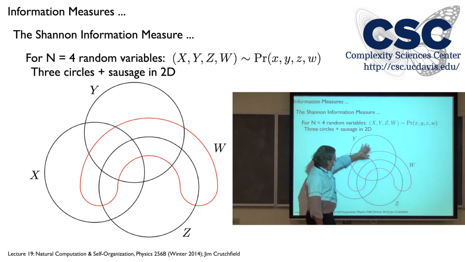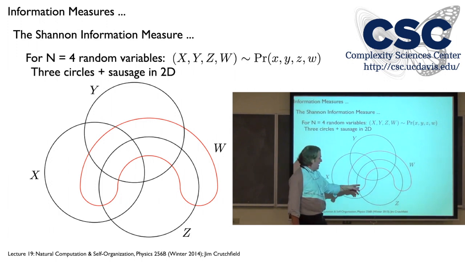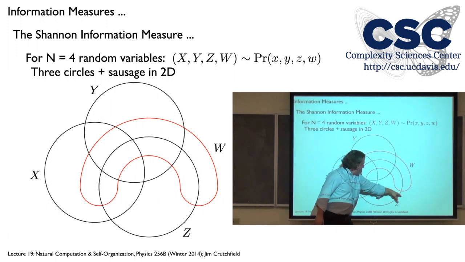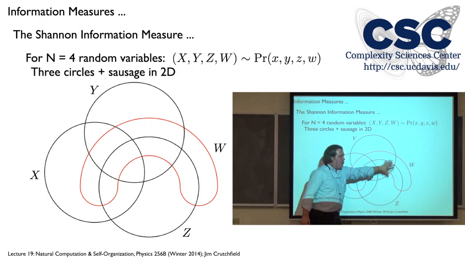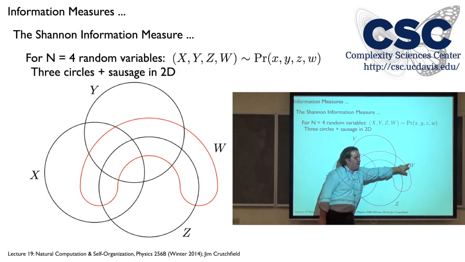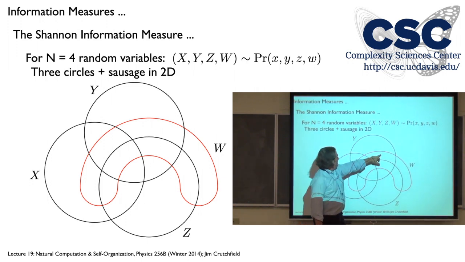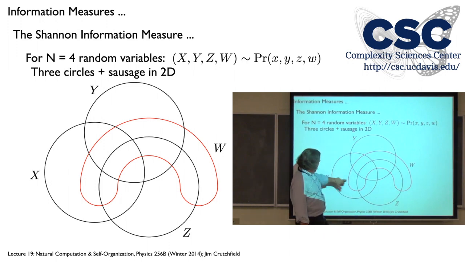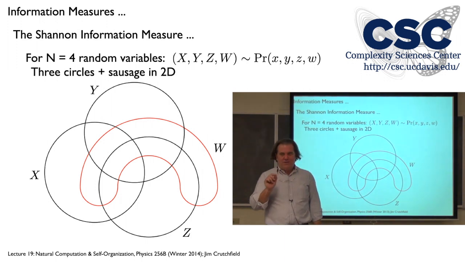So we have X, Y, and Z like before, 3 circles, and now I have a new variable W, and this sort of sausage kind of loops through. There's a piece of the sausage that's just in W itself, a piece that overlaps just with Y, just with X, just with Z, pairwise overlaps, and so on. And if you go through and figure out, this is fair, it represents all possible intersections of the sets and complements of the sets.